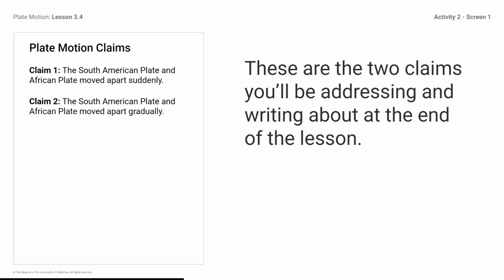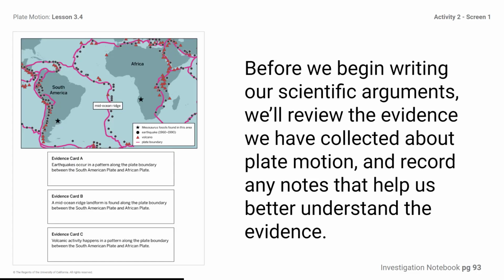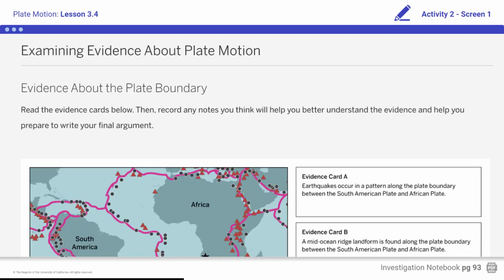Today we'll be examining the evidence that we already gathered as well as some new evidence. This evidence will help you think about the Chapter 3 question: how did the Mesosaurus fossils on the South American plate and African plate get so far apart? It will also help you write a complete scientific argument supporting one of these claims when you write to Dr. Moraga later today. Before we begin writing our scientific arguments, we'll review the evidence we have collected about plate motion and record any notes that help us better understand the evidence. This will help prepare us for writing our scientific argument later.